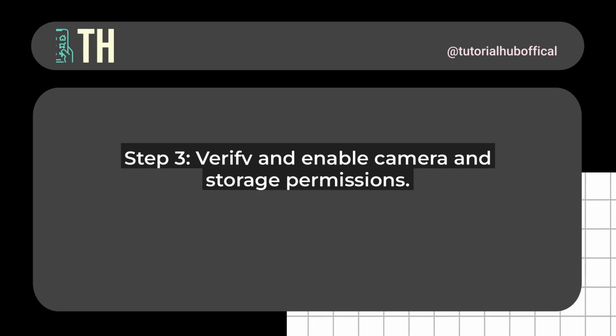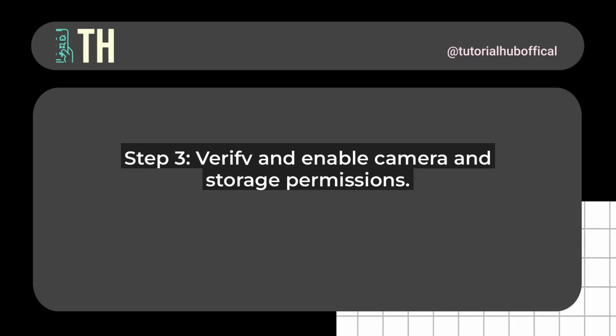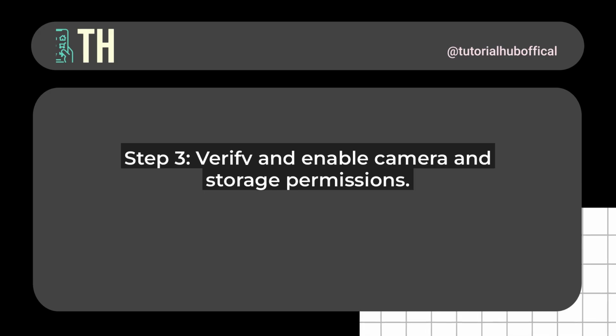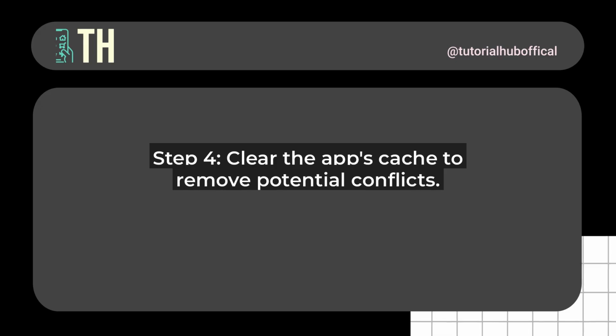Now, let's talk permissions. Messenger needs access to your camera and storage to send photos. Go to your phone's settings, find the Apps section, select Messenger, and ensure that camera and storage permissions are turned on. If they're off, toggle them on and give it another shot.